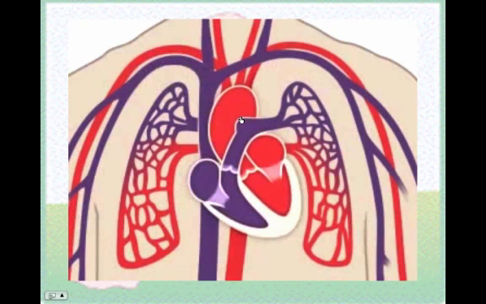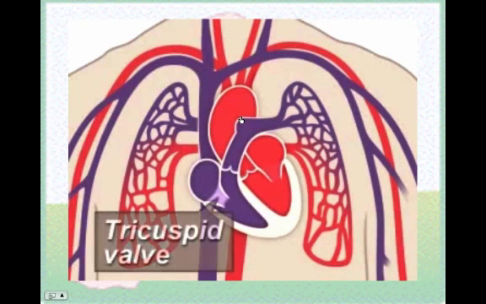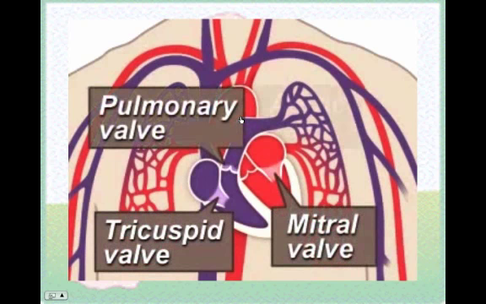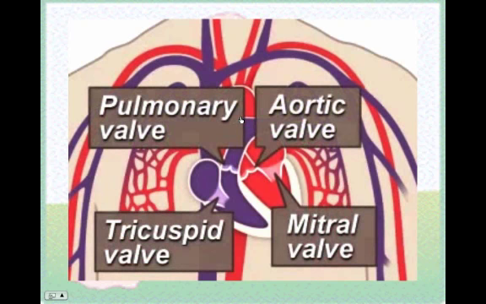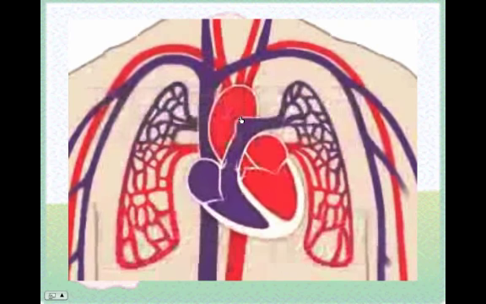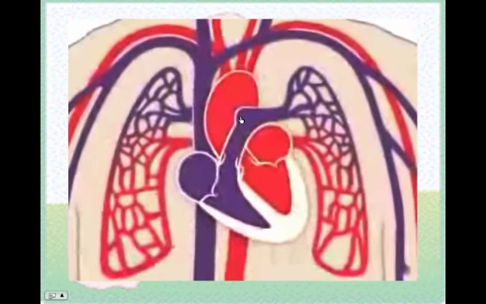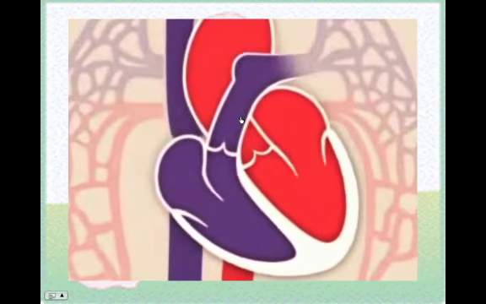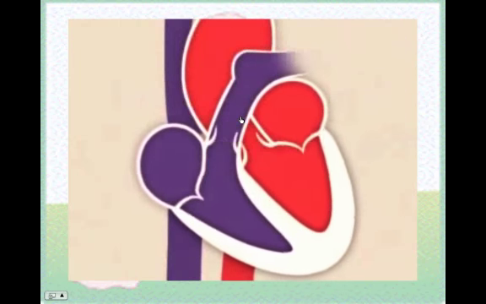4 valves within your heart keep your blood moving the right way. The tricuspid, mitral, pulmonary, and aortic valves work like gates on a fence. They open only one way and only when pushed on. Each valve opens and closes once per heartbeat, or about once every second.